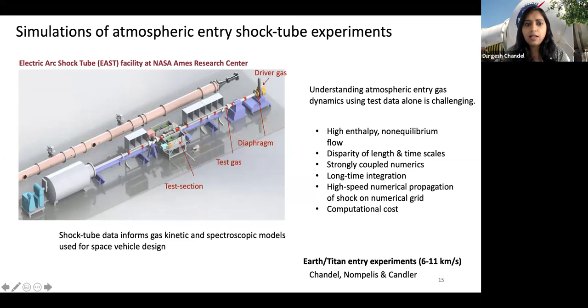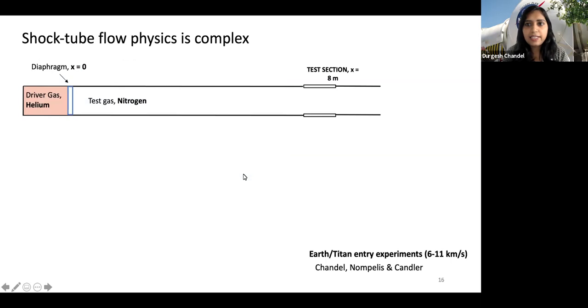My main goal in my PhD was to simulate the Earth and Titan entry experiments for the 6 to 11 kilometer per second velocity range. On this slide, I just want to give an idea of the shock tube flow physics. In the beginning of the experiment, we have this schematic: driver gas separated from the test gas, which is nitrogen in the case of Earth or Titan, and the test section is at 8 meters.